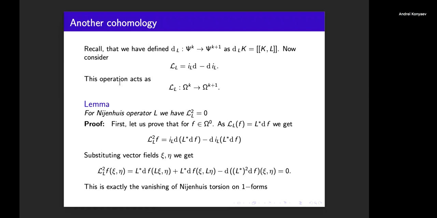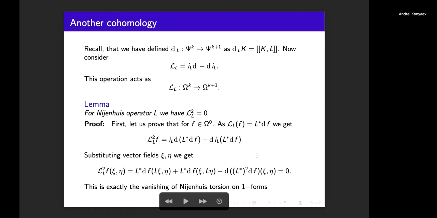First of all, we know that the derivative along L is a graded derivation, which means, and we know that differential forms are generated by one forms and by functions. Moreover, if we talk very specifically, they are generated by functions and exact one forms, right? Exact one forms. So let's first take a look at L squared applied to a function.